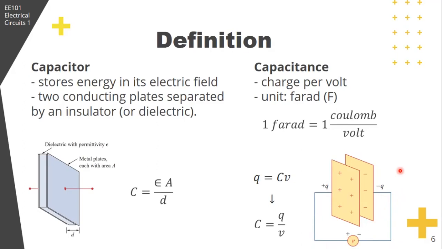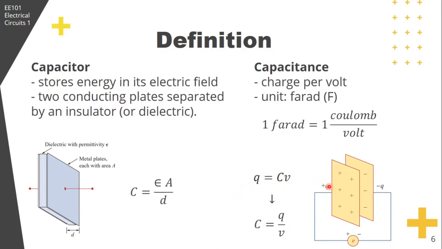The amount of charge represented by Q is directly proportional to the voltage applied. So that Q, the charge, is directly proportional, equal to a certain constant, let's call it C, times V. Then, the constant of proportionality C is equal to Q over V. This is what we call the capacitance of our capacitor.